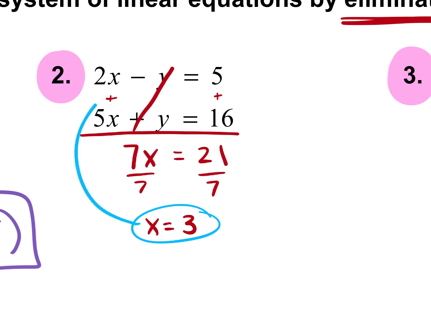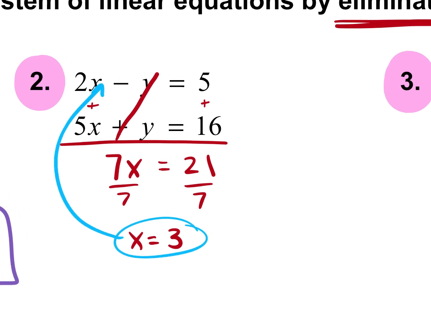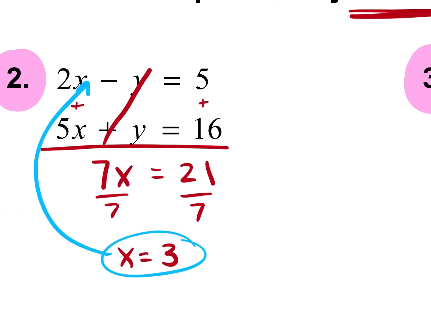Plug 3 into the first equation. It doesn't matter which equation we plug it into. Just make sure you're plugging it into the correct variable. So I have 2 times 3 minus y is equal to 5. What would I do next? Multiply the 2 and the 3. So 2 times 3 would be 6. So 6 minus y is equal to 5.